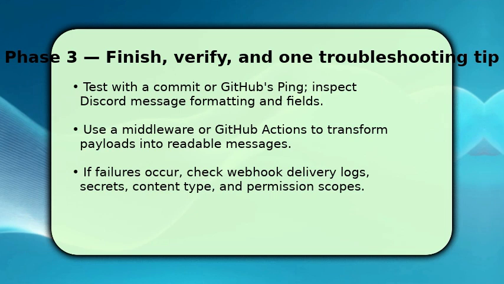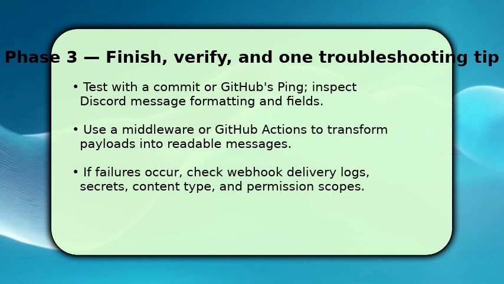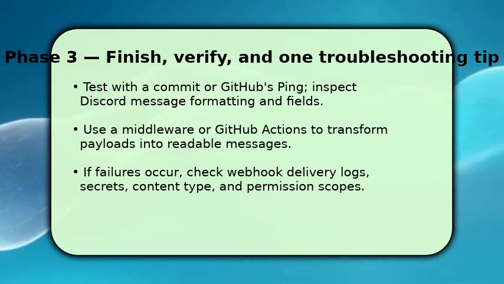Discord expects a specific JSON structure. If the raw GitHub payload looks messy, add a small GitHub Action or middleware to format content into embeds, concise text, and clear fields. If messages fail, open the webhook delivery log in GitHub to see status codes.